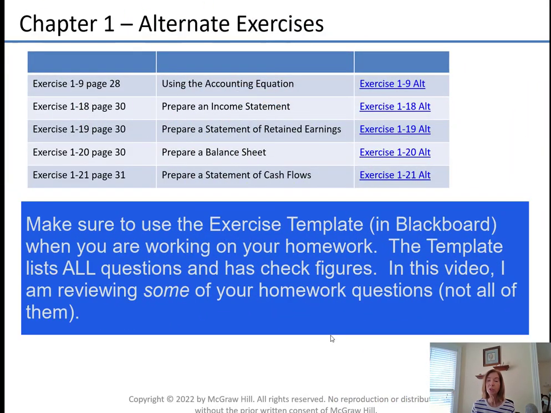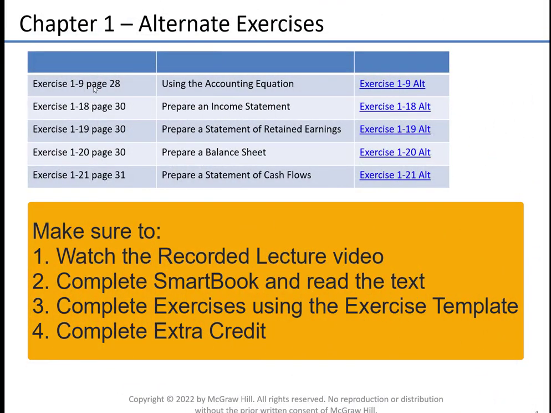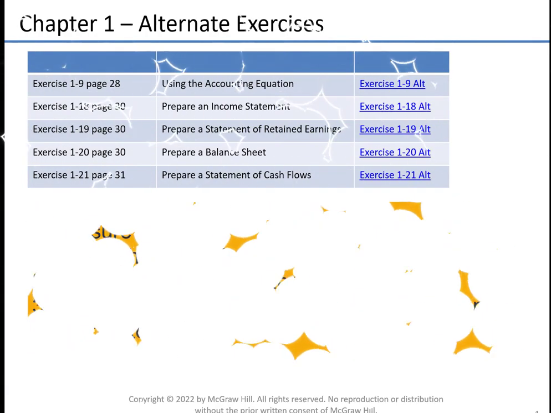Hello, I would like to show you how to complete some of your chapter exercises. So in this video, I will show you certain exercises that will be similar to your exercises, but not the exact same numbers. So you can use this as a guide to help you understand how to complete these particular homework exercises. So the first one we're going to look at is similar to your exercise 1-9.